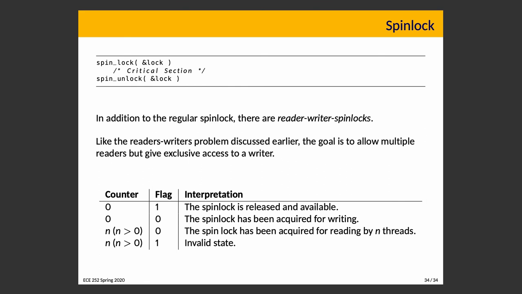So if counter is 0 and flag is 1, there are no readers and the lights are off, so the spin lock is available for anyone to acquire. If counter is 0 and flag is 0, it means there are no readers, but the lights are on, so someone has acquired it for writing. If n is greater than 0 and flag is 0, it means there are n readers in the room right now. And you can't have n greater than 0 and flag being 1, because that would indicate that the lights are off but there are readers in the room, and that wouldn't work. They can't read in that scenario.